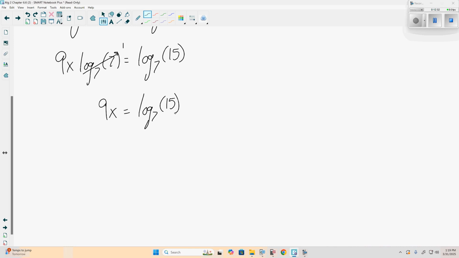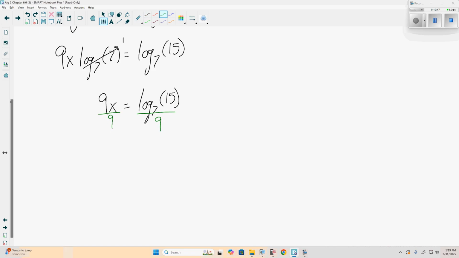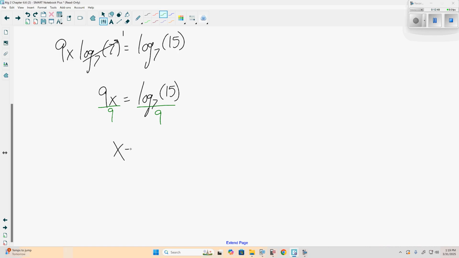Now, on all the ones we've done up to this point, it's just been x equals and we were done. But for this one, x is not by itself. What do we need to do to get x by itself? Divide by 9. And that's it, because we got x by itself, so it's solved.